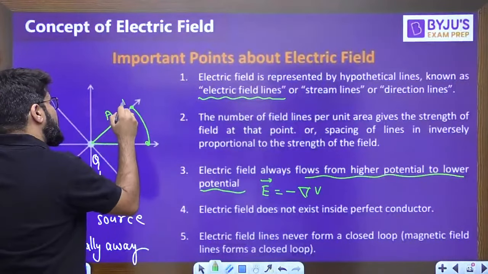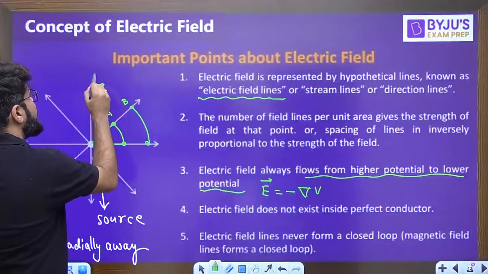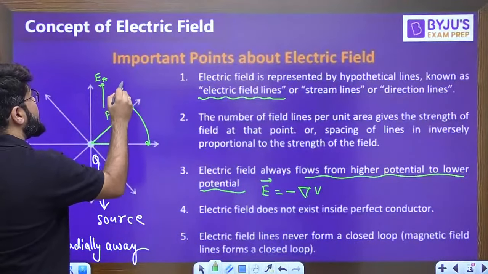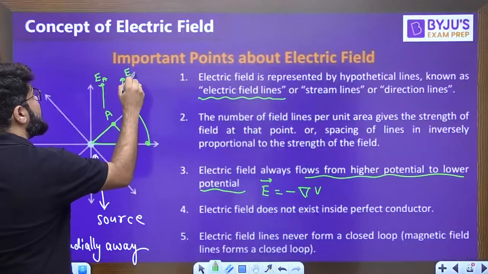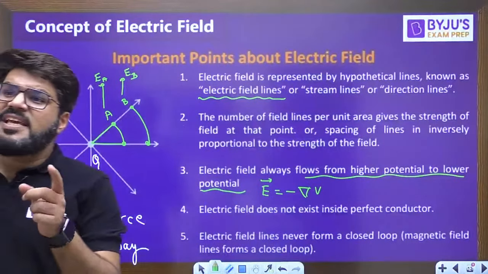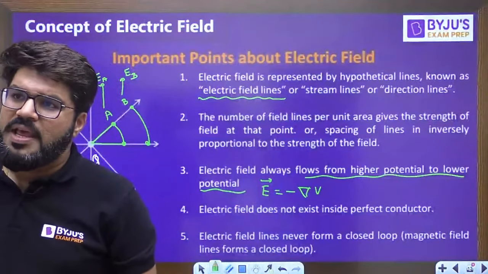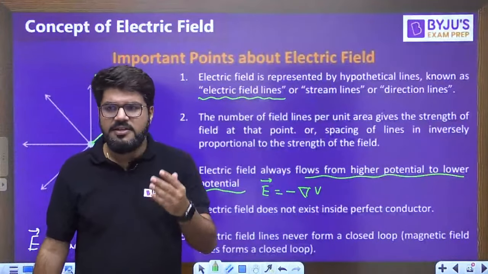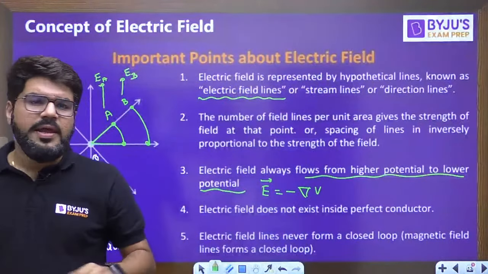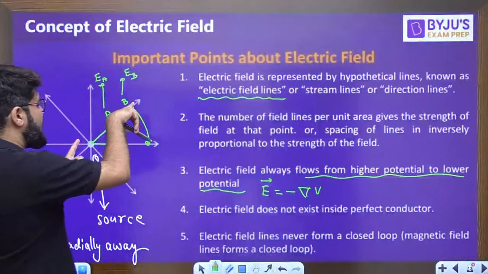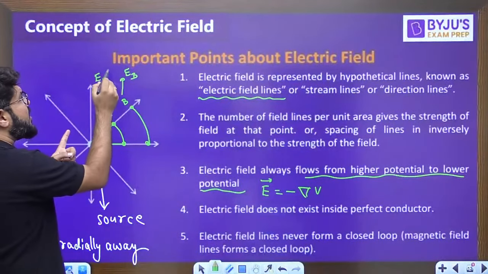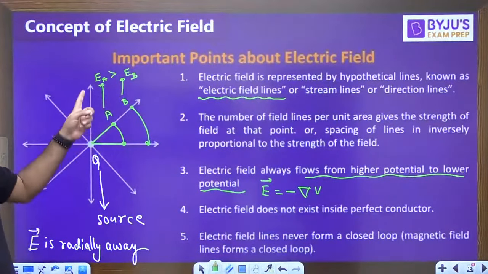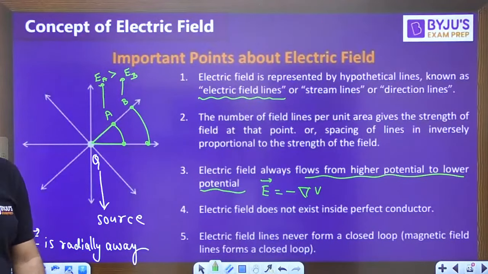Suppose there is a point A, and suppose there is a point B. The field at the point A is EA. The field at the point B is EB. Which of the fields will be more? The field is inversely proportional to r square. It's a function of 1 by r square. So more the distance, less will be the electric field. Lesser the distance, higher will be the electric field. So electric field A should be greater than electric field B.